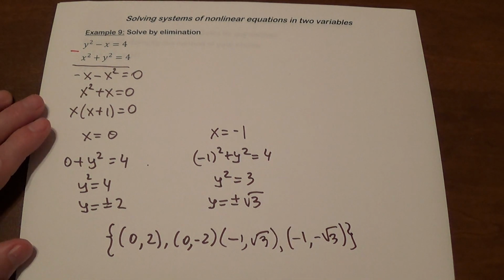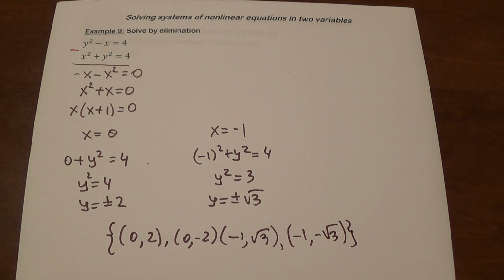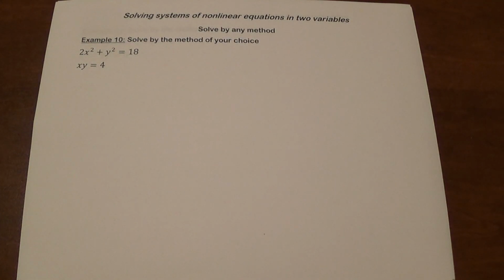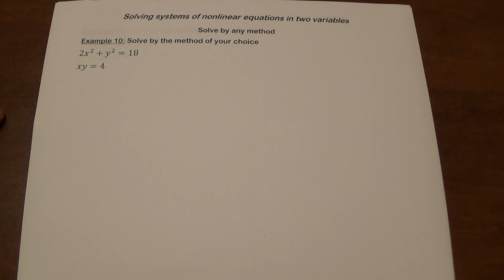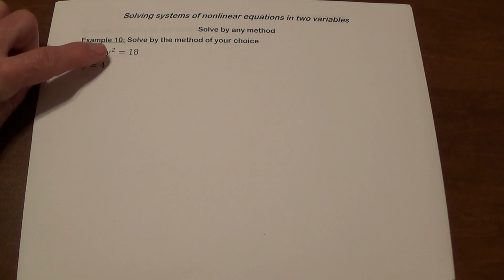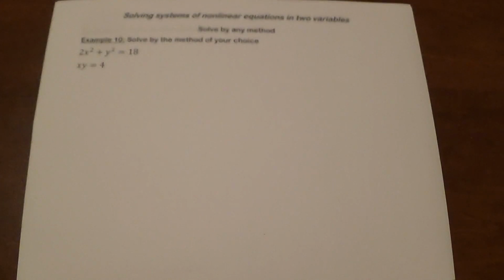Don't expect all of them to give you nice rational solutions. You may have an irrational value as one of the values. This problem is telling you to use a method of your choice. Elimination here is not going to work because you don't have anything like this is x squared and this is y squared, and this is a completely different expression.